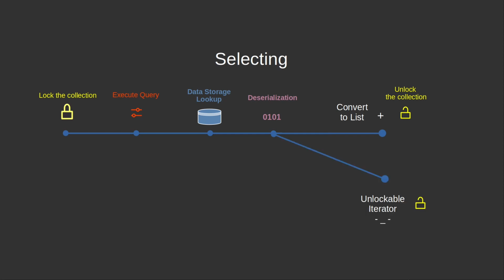Or we could create a special unlockable iterator, so the user can iterate over the iterator as long as they want, but then they have to unlock it manually in the end.